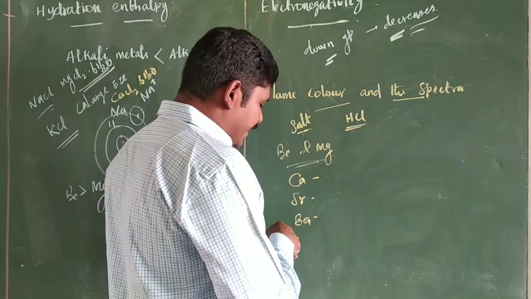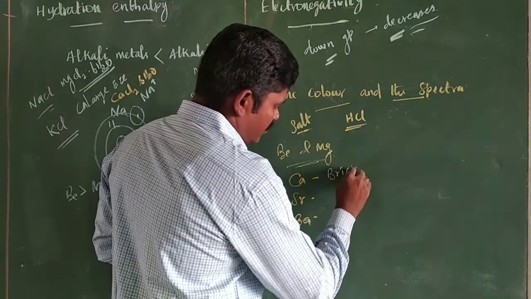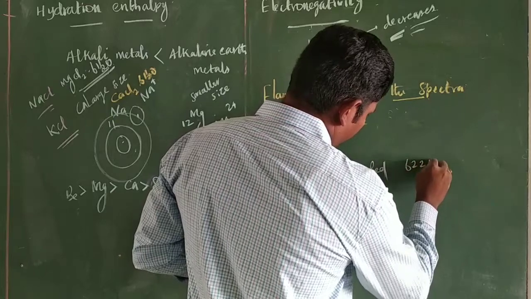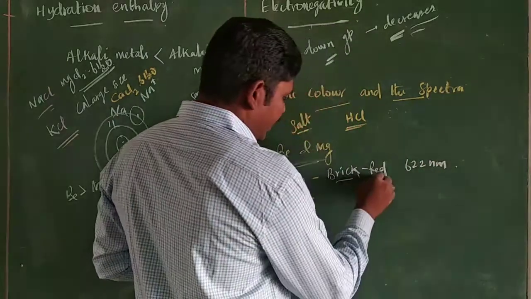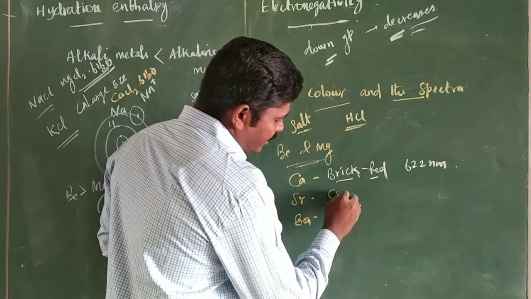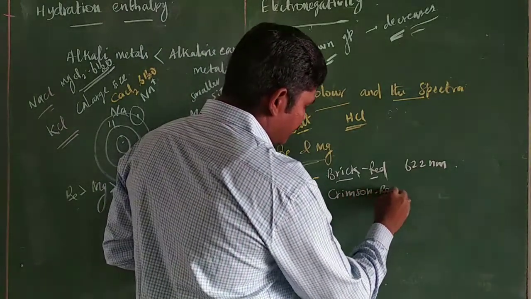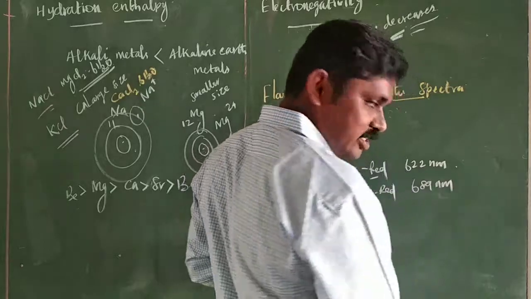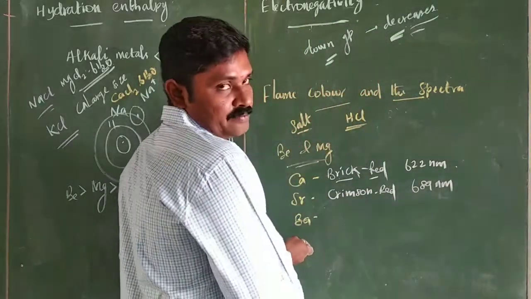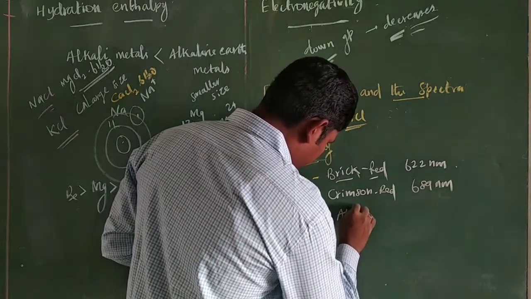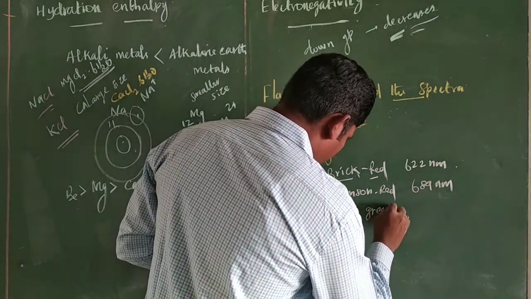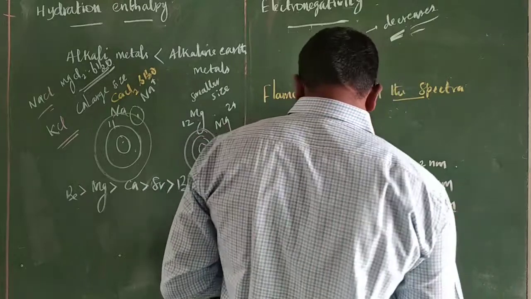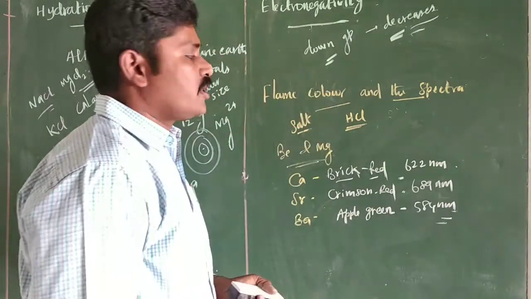Calcium gives brick red, with wavelength 622 nanometers. Strontium gives crimson red, with wavelength 689 nanometers. Barium gives apple green, with wavelength 584 nanometers.